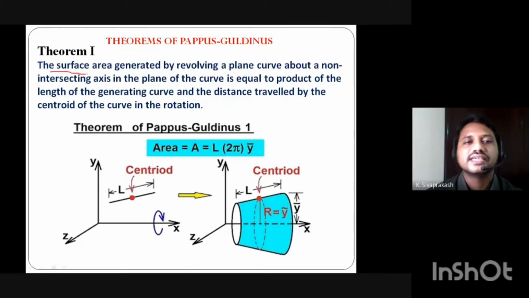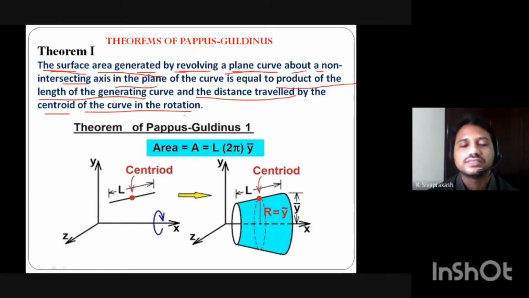The surface area generated by rotating or revolving a plane curve. How do you get a surface area? If you take any curve and rotate it about a non-intersecting axis, then a surface area is generated. So the surface area generated by revolving a plane curve about a non-intersecting axis in the plane of the curve is equal to the product of the length of the generating curve and the distance traveled by the centroid of the curve in one revolution. Okay, so this is the statement.